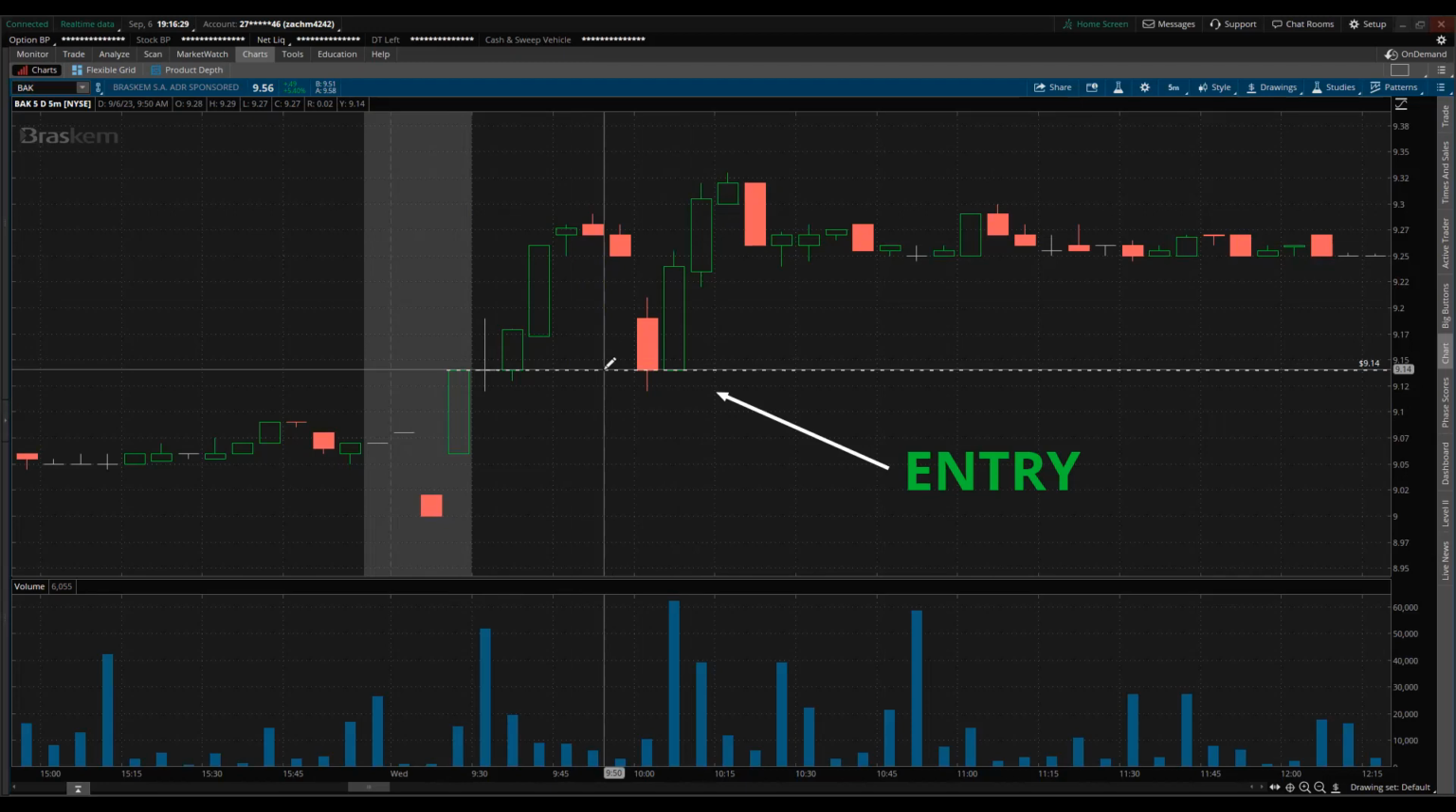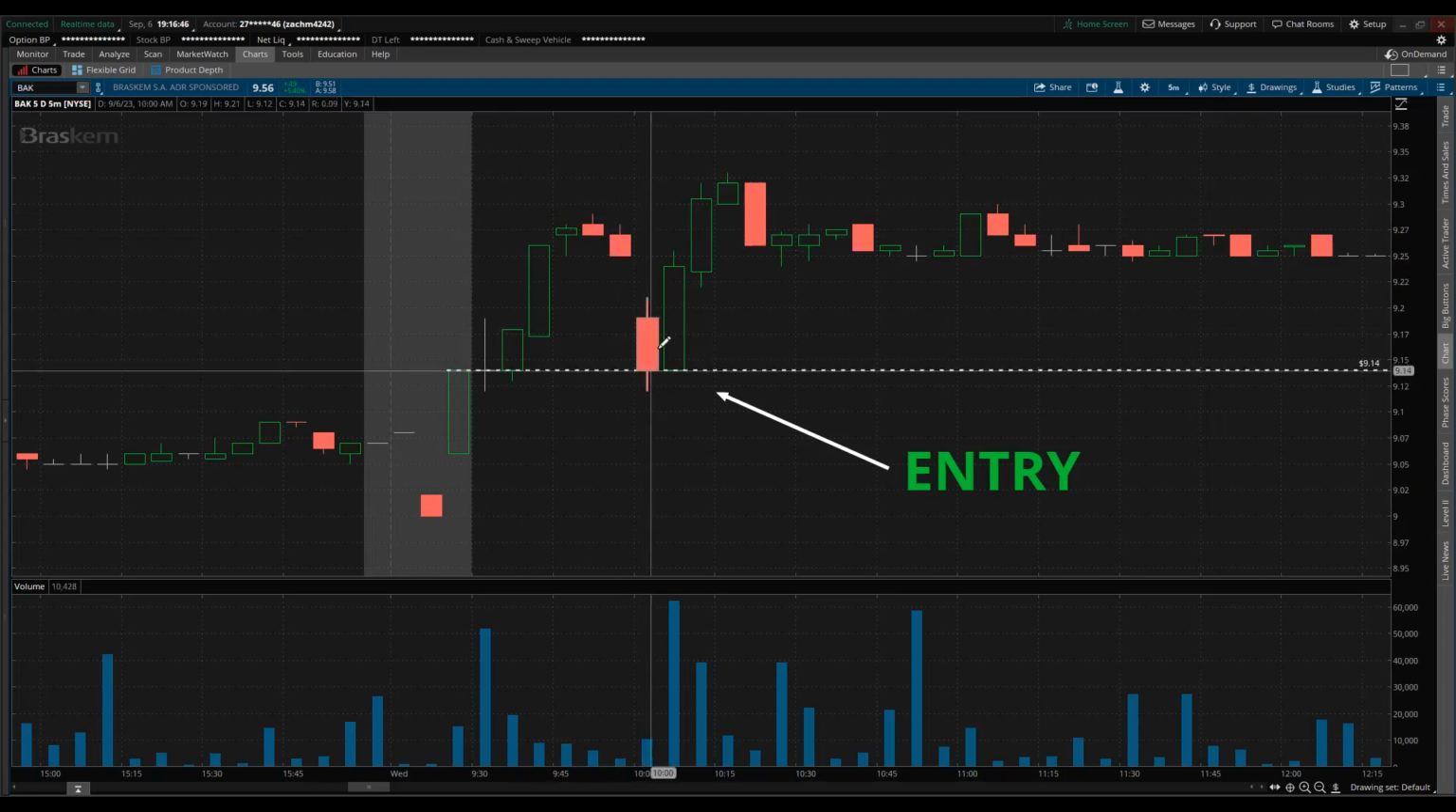What they love to do is make a living taking retail traders' money. So they'll trick people oftentimes. So what you want to do, remember, we talked about the steps. First, you want to chart your pre-market high. Then you want to wait for a retest of your pre-market high.